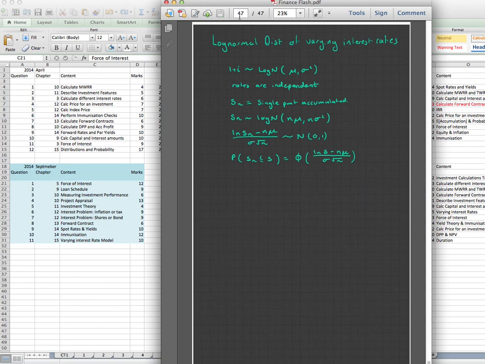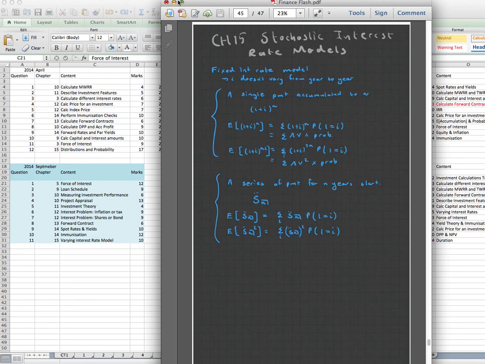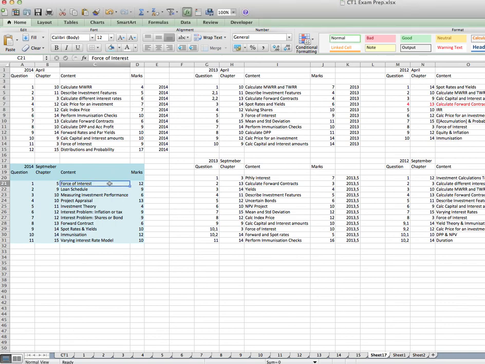This chapter is difficult if you haven't done statistics or the CT3 exam, but if you have, then this should be a walk in the park for you. The examiners also say it's a very well answered question. So there we have it. Force of interest: brush up on your integration. Loan schedule, just learn and you should be fine. Measuring investment performance, again, learning and you're good.